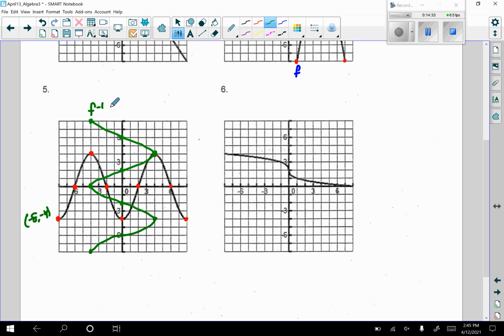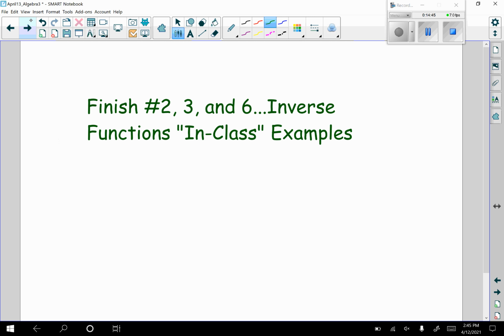So this is our inverse. Again, not a function. We have quite a few repeating x values. It will not pass the vertical line test. All right, so what I want you to do is use the examples we did and finish this handout. We will do more tomorrow.